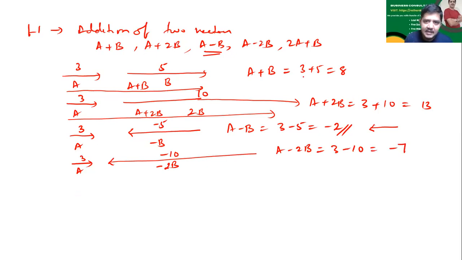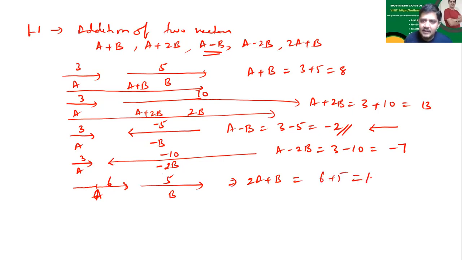Lastly, let us take up one example that we have not discussed, 2a plus b. What do you mean by 2a? I have a vector a here, which means I should now draw a vector 3 units plus 3 units, which amounts to 6 units, plus b. What is b? B is this value. So I'll write down a is 6 units, b is 5 units. So together, 2a plus b will be equal to 6 plus 5, which is equal to 11 units.